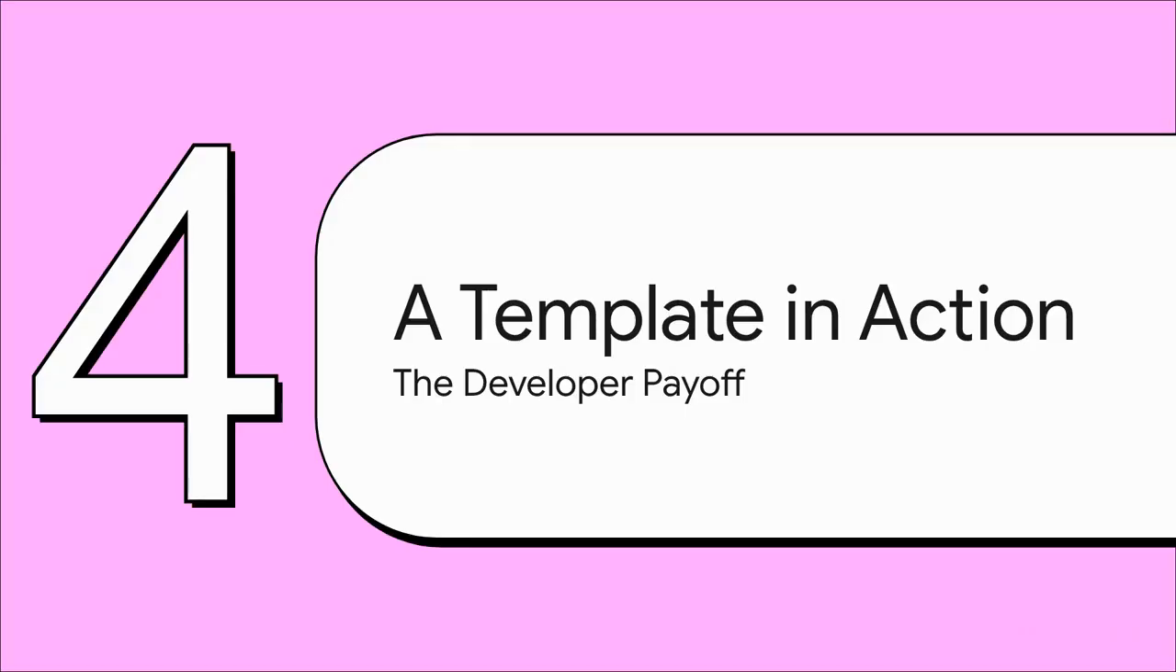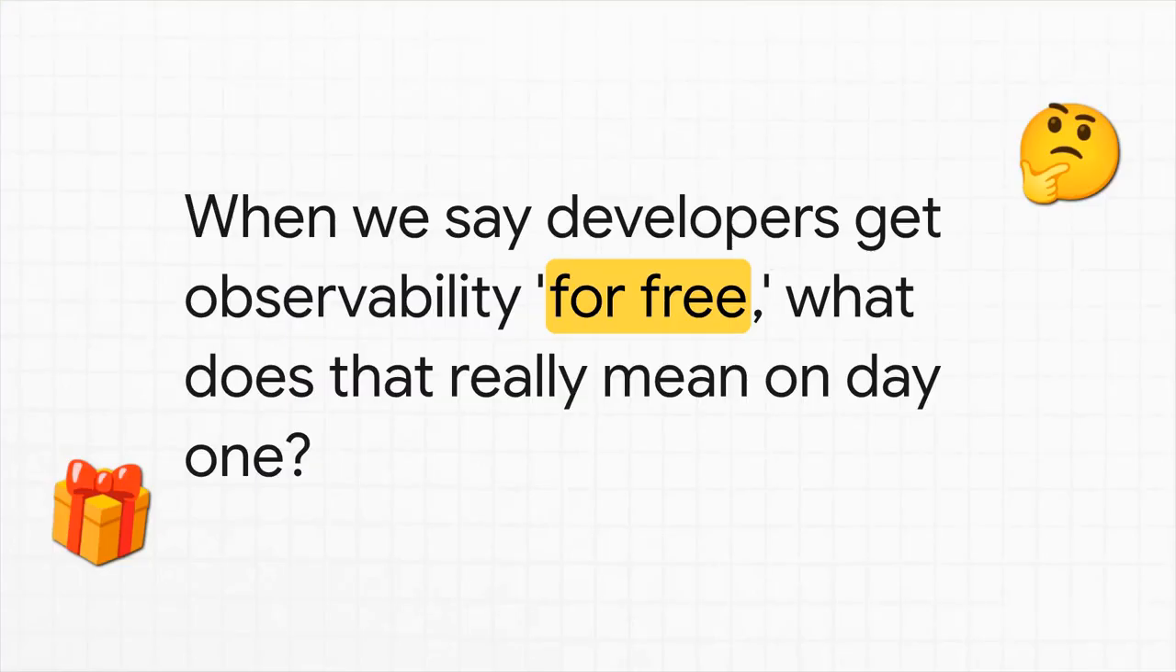So we've talked about what's in the box, but what's the real payoff? What does this actually feel like for a developer who's just trying to ship their code on day one? And this is really the most important question, right? When we say developers get all this observability for free, what does that actually mean in practice? What's delivered to their doorstep the second they deploy a brand new service?